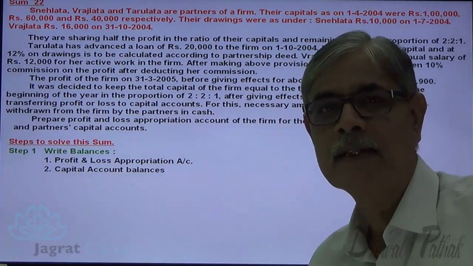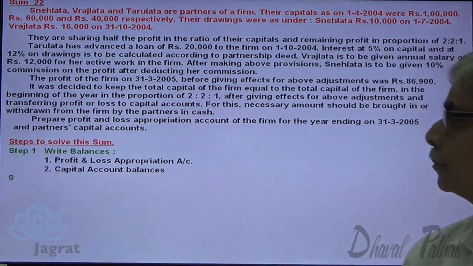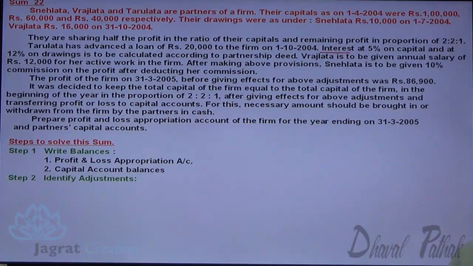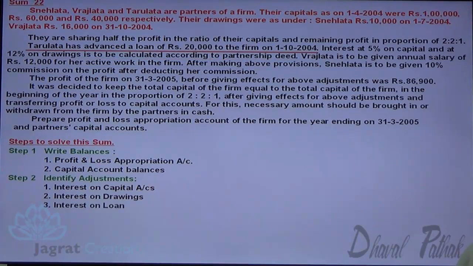Now how many adjustments are there? Notice it. Interest on capital, first adjustment. 12% interest on drawings, second adjustment. Interest on partners loan, third adjustment. Salary to a partner, fourth adjustment. Commission to a partner, fifth adjustment.